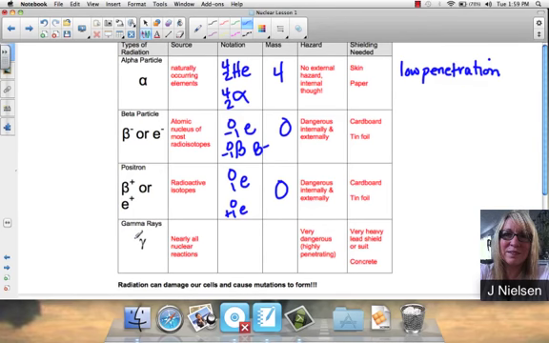Gamma rays, no mass, no charge. So usually written as 0, 0, or as you see here, that was a bad drawing. Pen slipped on that one. So 0, 0, mass is 0. Very dangerous. This is the highest penetrating power, and this can be equivalent to X-rays. So just a nice little introduction there, and that's it for tonight.